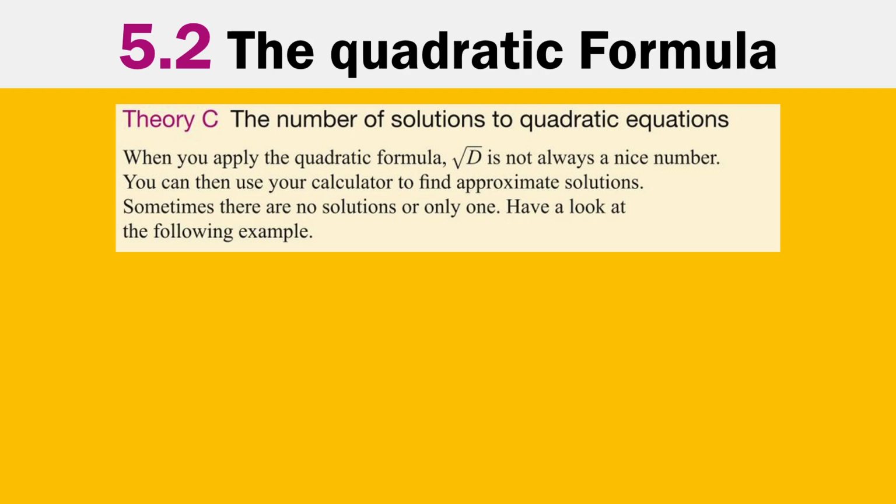Hello everyone, in the next video I spoiled you a bit already about the discriminant. That number can tell us something about the solutions of the quadratic equation that we are trying to solve. Namely, when you apply the quadratic formula, square root d is not always a nice number. You can then use your calculator to find approximate solutions. Sometimes there are no solutions or only one. Have a look at the following example.